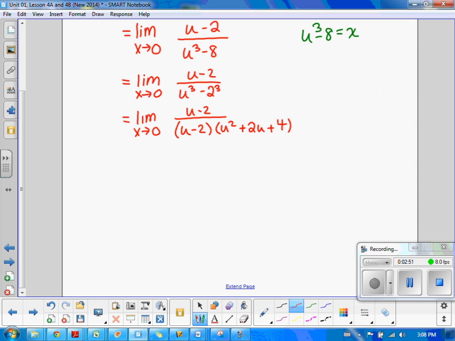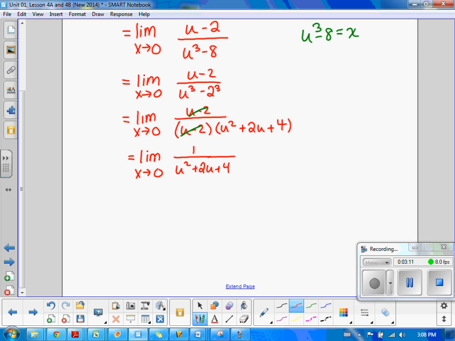At this point, we can now cancel the numerator and the u minus 2 in the denominator, and we are left with 1/u squared plus 2u plus 4.